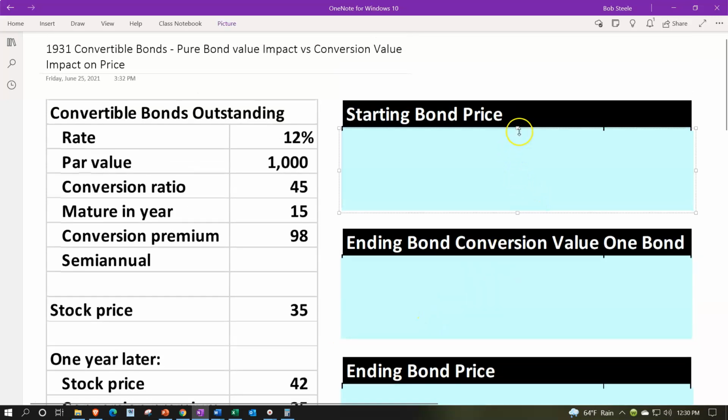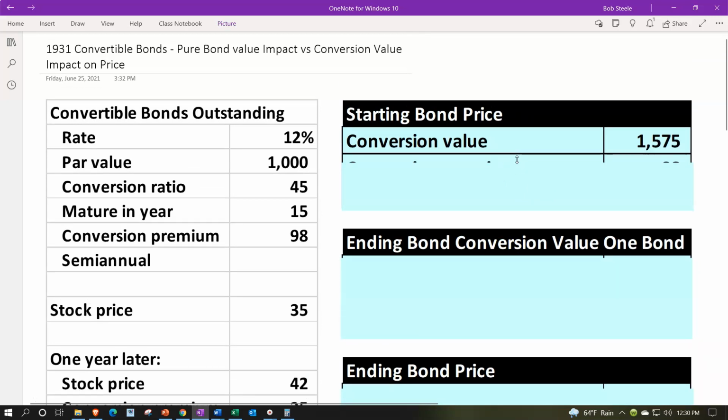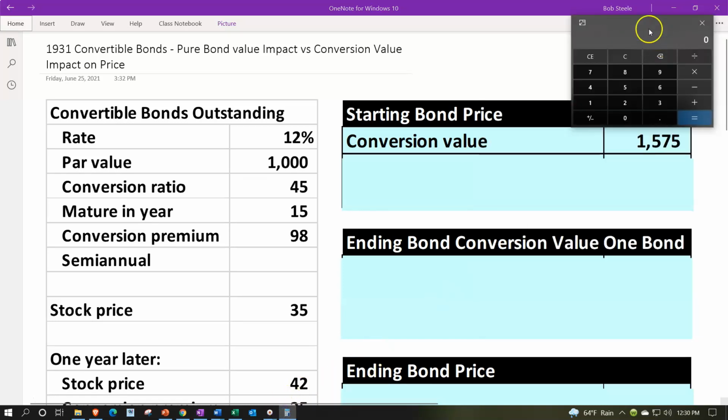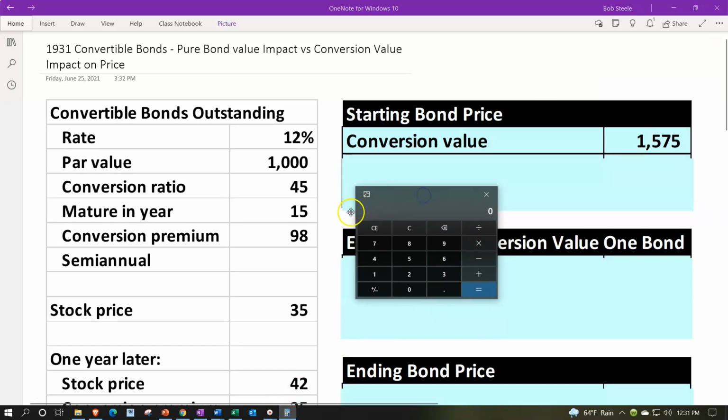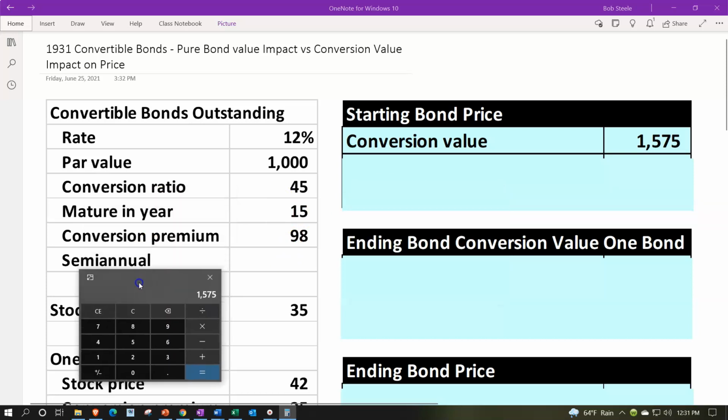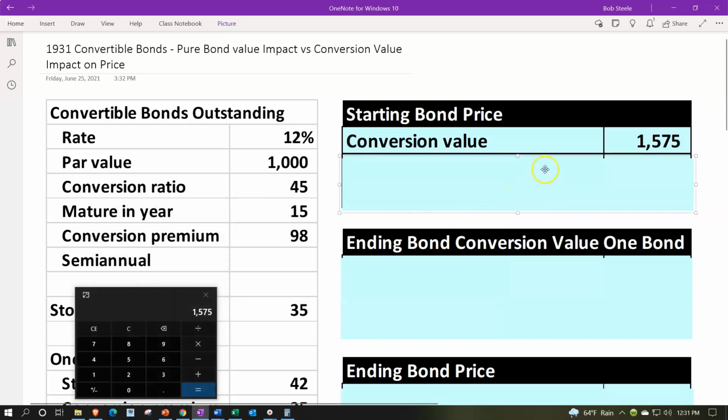So let's start off with the bond price. We're going to consider the starting bond price, which is going to be the conversion value. So we'll have to do a little bit of a calculation for the conversion value here. The conversion value is going to be the number of shares we can convert to, which is 45, times the stock price, which is 35. In other words, if we were to convert the bonds at the starting point, we would have the conversion ratio of 45 shares times the stock price of $35 to give us the conversion value of $1,575.